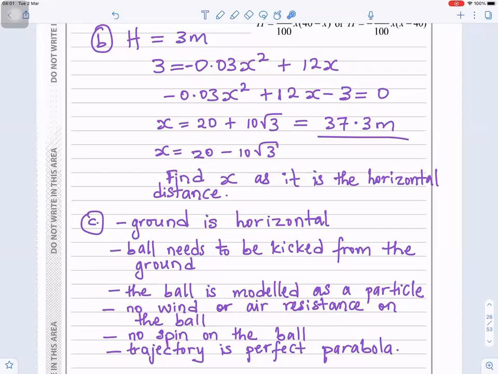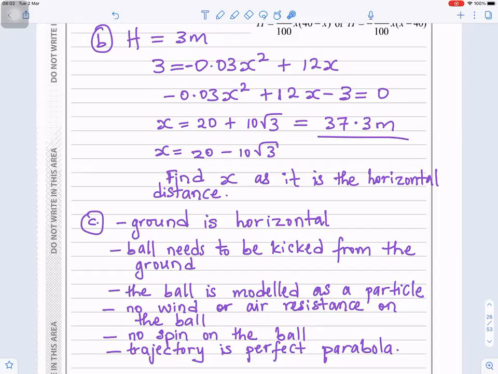For part B, h is equal to 3 meters. So if we put 3 in there, it's equal to minus 0.03 x squared plus 1.2x. You can use the equation solver in your calculator to check if this answer is correct. But don't just write that answer because you wouldn't get full marks. You need to show your working. So you can solve this as a quadratic. Take the 3 to this side, it becomes minus 0.03 x squared plus 1.2x minus 3 equal to 0. Put that in your calculator. You will get x to be 20 plus 10 root 3, which is 37.3 meters, and x is 20 minus 10 root 3. So we find x as it is the horizontal distance.